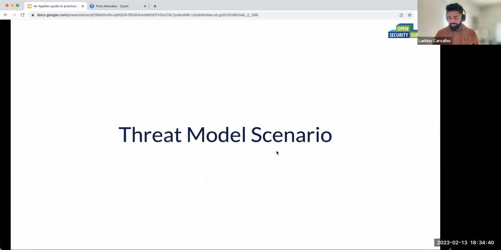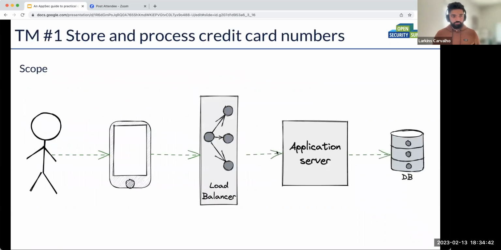Let's take a look at one threat modeling scenario. The scope of the system is we have a mobile application. The user inputs credit card numbers and credit card information, and it goes all the way traversing over the internet and is stored in a database. It's a very simple system.